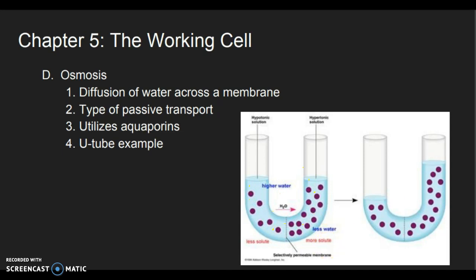However, for solute particles, it's the opposite. So solutes move from areas of lower concentration to areas of higher concentration. So because I have a lower concentration of solute particles here, it's going to move across the membrane onto this side.